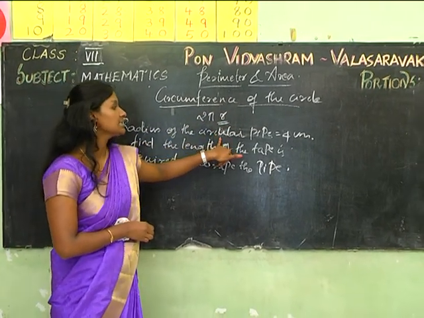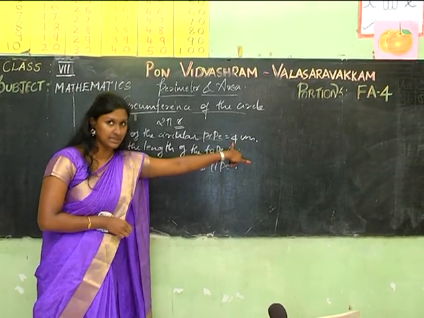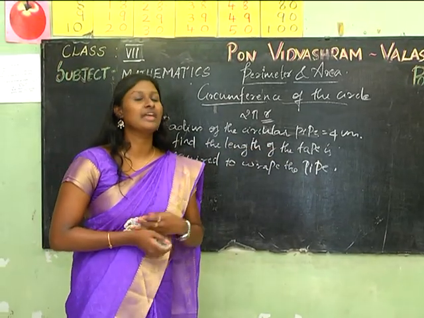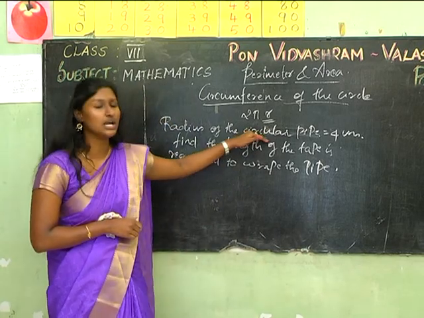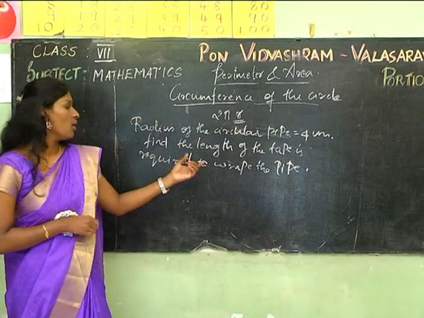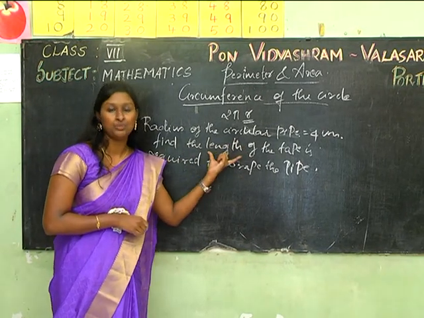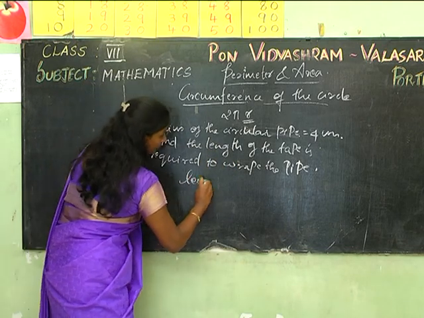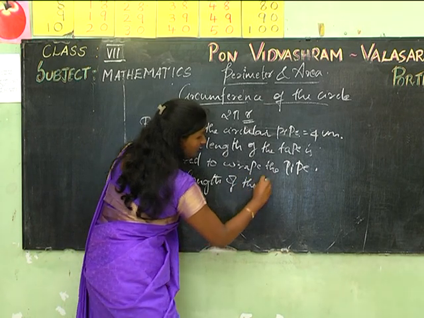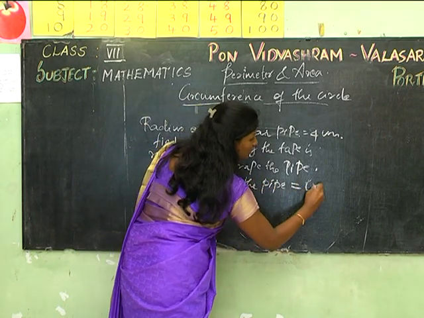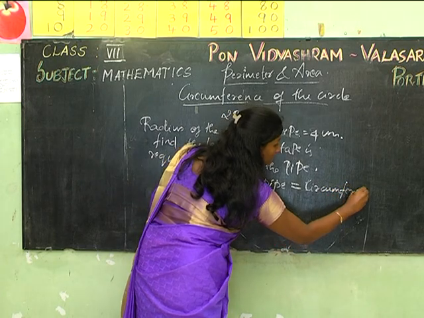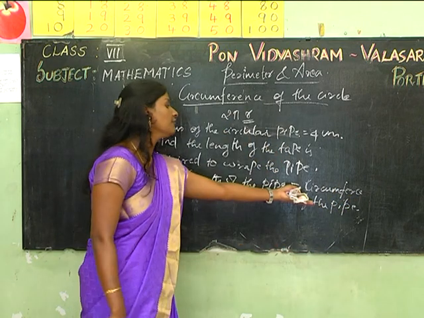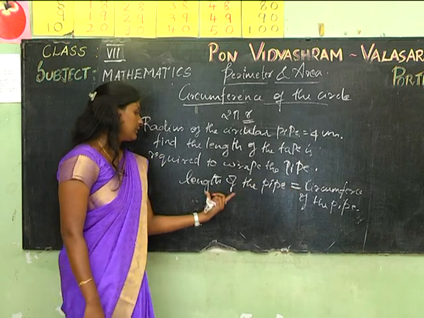Here the radius of the circular pipe is given as 4 centimeters, and we must find the length of the tape required to wrap the pipe. They have given the radius of the circular pipe and we are supposed to find the length. What is the meaning of the word length here? Length refers to the circumference of the circle. The length of the pipe is equal to the circumference of the pipe. So if we find the circumference with the formula 2 pi r, our job is over.